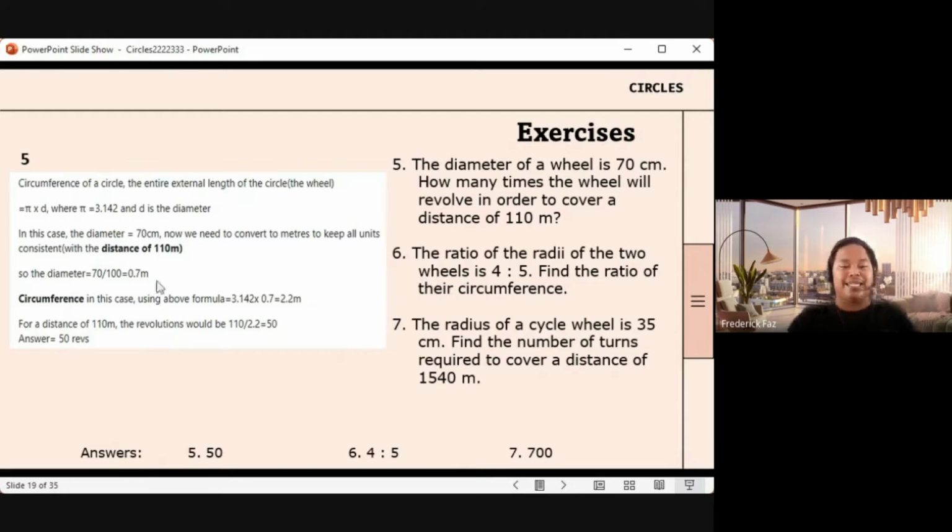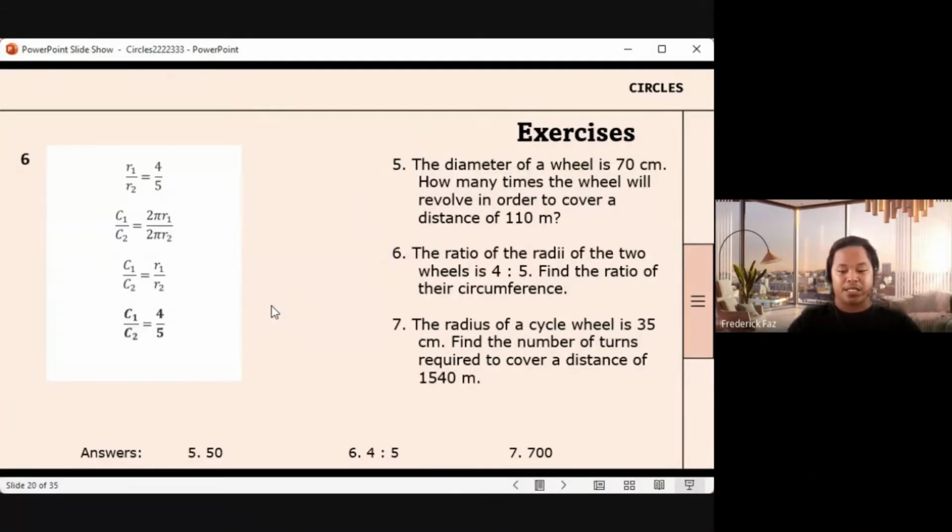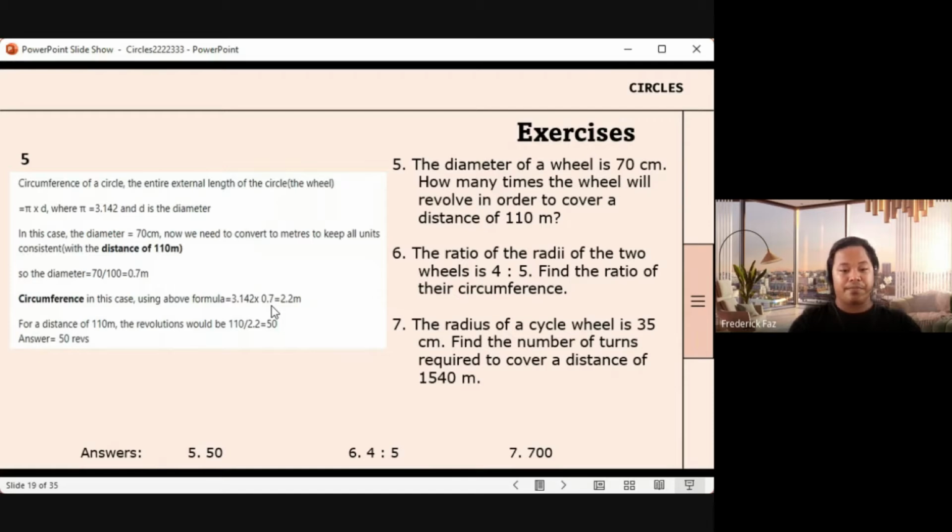Since the circumference is equal to pi times d, we have 3.14 times 0.7, which is equal to 2.2. Then, for the distance of 110 meters, the revolutions would be 110 over 2.2, which is equal to 50 revolutions.